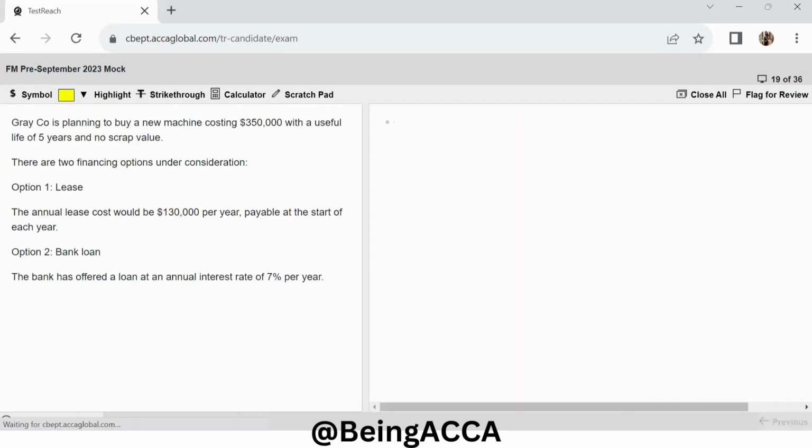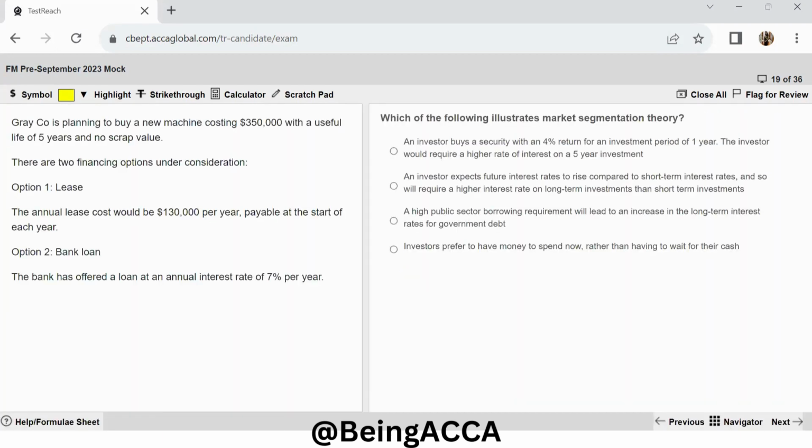Moving to the next one, which of the following illustrates the market segmentation theory? Okay, so an investor buys a security with a 4% return for an investment period of 1 year. The investor would require a higher rate of interest on a 5-year investment. Now, first, let's understand what market segmentation theory actually is.